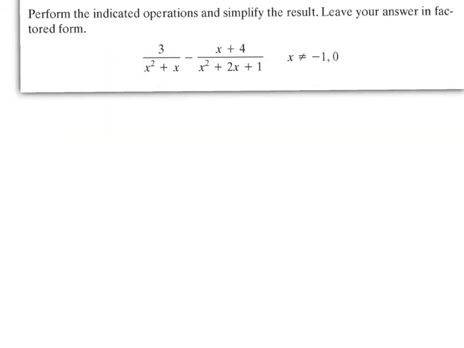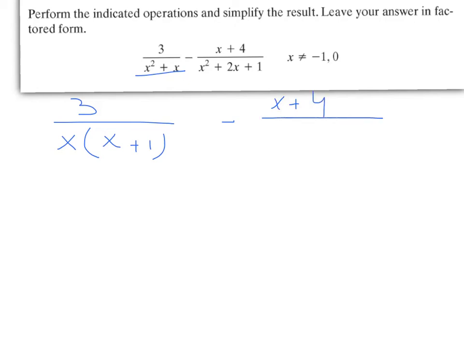All right, so here we have this example. We're going to perform the indicated operations, simplify the result, and leave our answer in factored form. Well, here we have 3 over x. We're going to factor this one. It's going to be x as a common factor, so x plus 1, minus x plus 4 over x squared plus 2x plus 1.